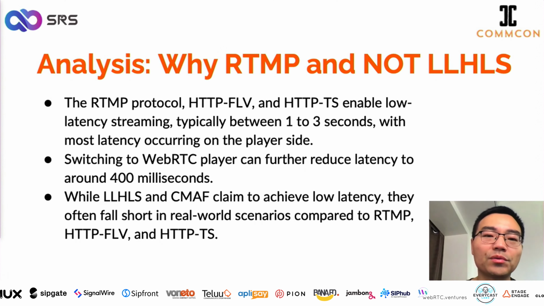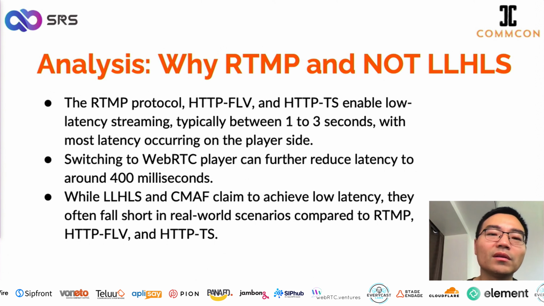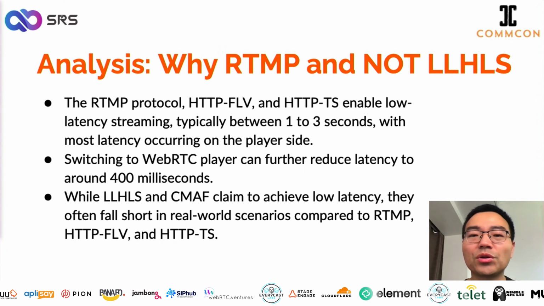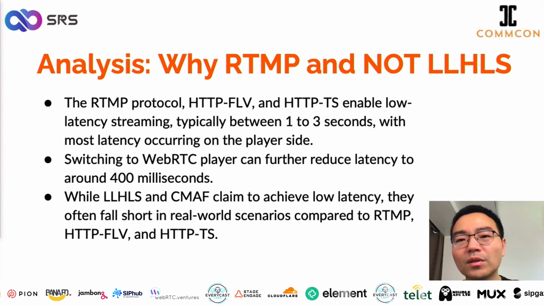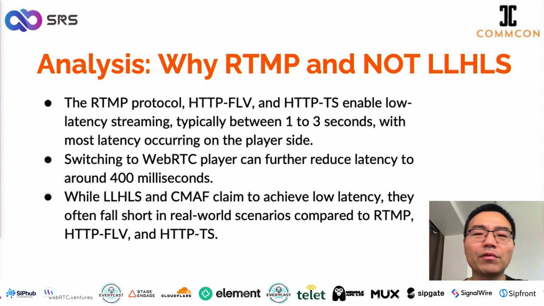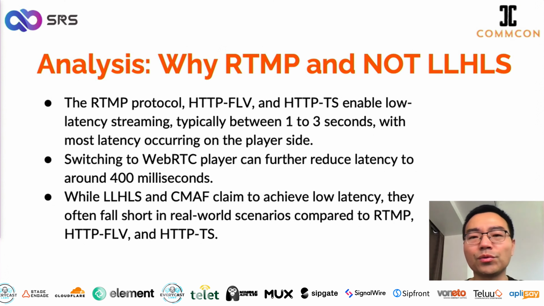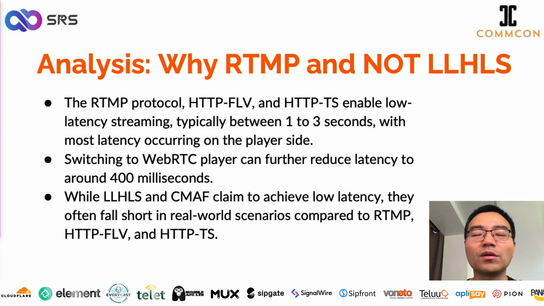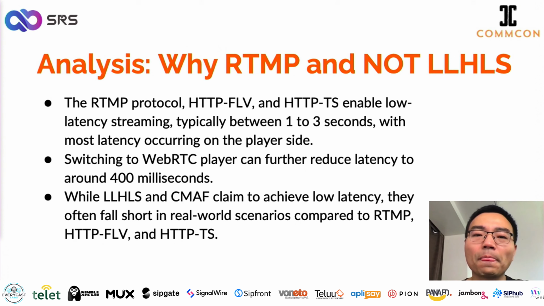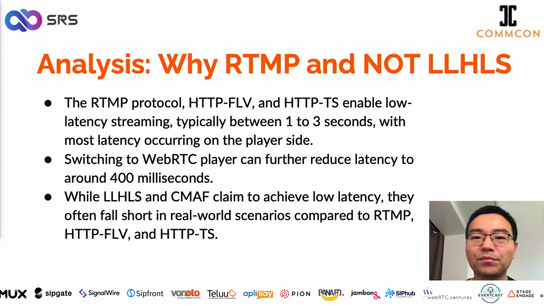Using a WebRTC player can reduce latency even further, to about 400 milliseconds. In reality, internet network conditions can sometimes be poor. So RTMP is best used only in a private network, for example, from one server to another server in the same network. Instead, you can use SRT to publish the stream over the internet.